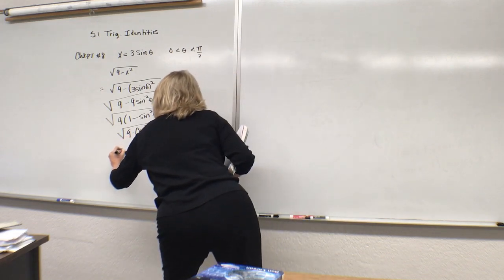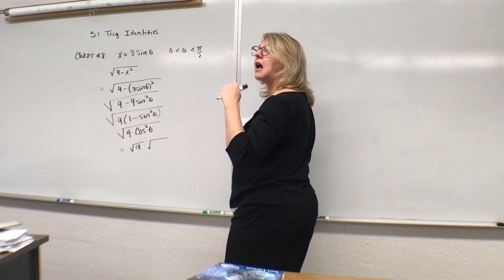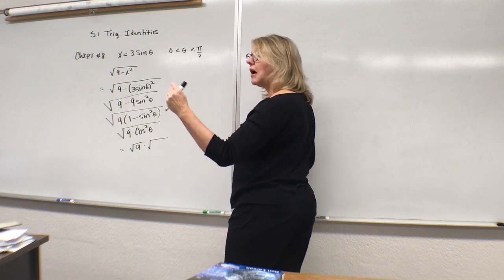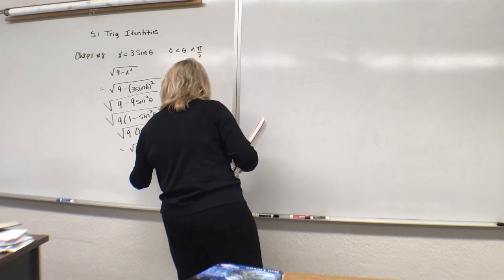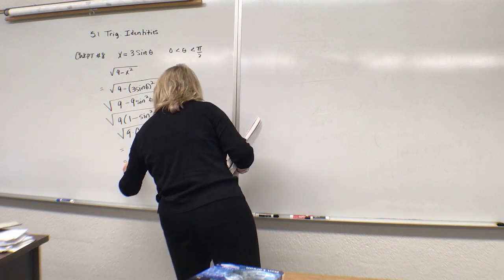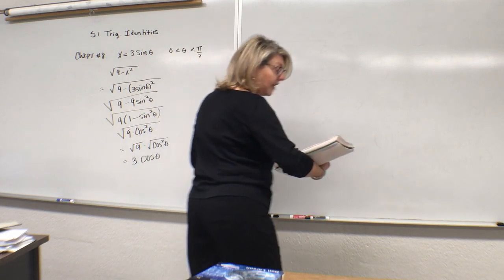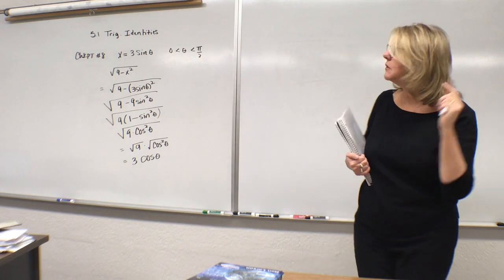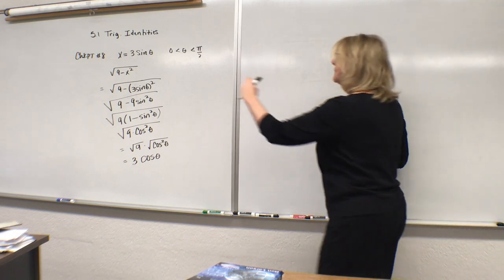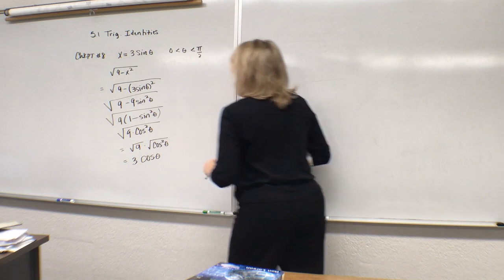Well, we can separate because we know that the radical of a product is equal to the product of the radicals. So we're going to separate and simplify separately. Then we have 3 cosine theta. This is example number 8, again using a trigonometric expression as an algebraic substitution and simplifying.